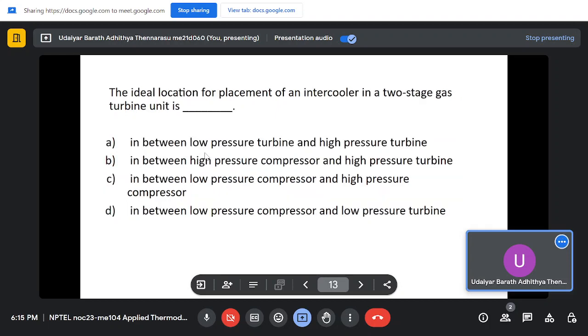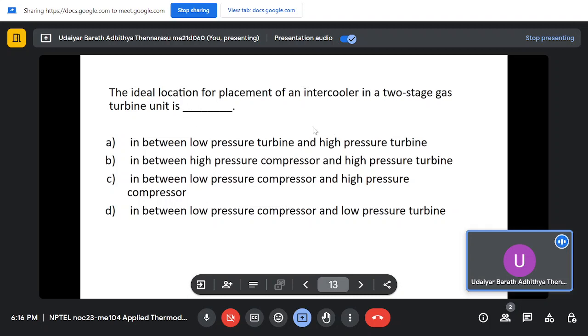Moving on, the ideal location for placement of an intercooler in a two-stage gas turbine unit is dash. A, in between low pressure turbine and high pressure turbine. B, in between high pressure compressor and high pressure turbine. C, in between low pressure compressor and high pressure compressor. D, in between low pressure compressor and low pressure turbine. So it's a simpler question.